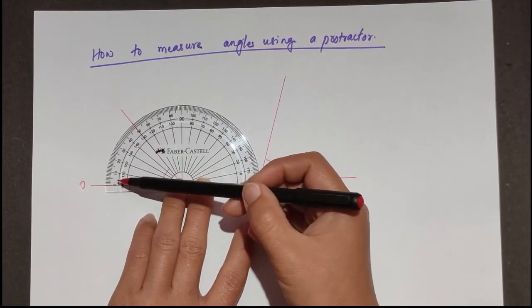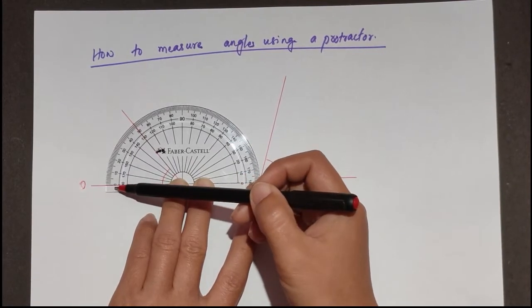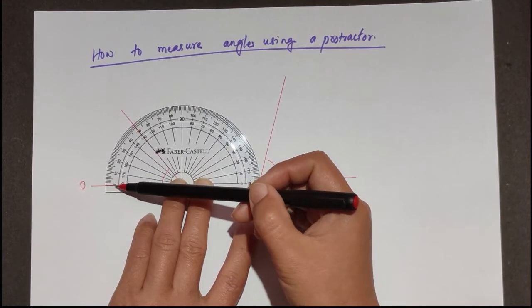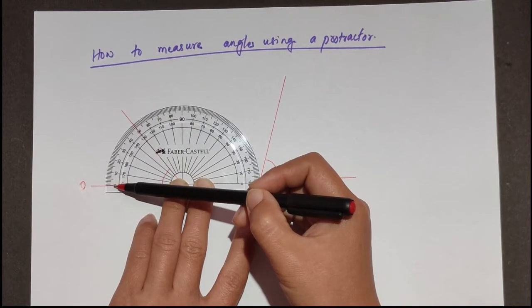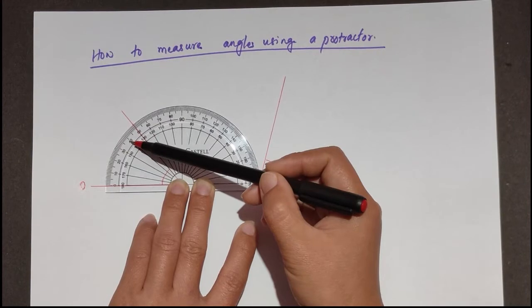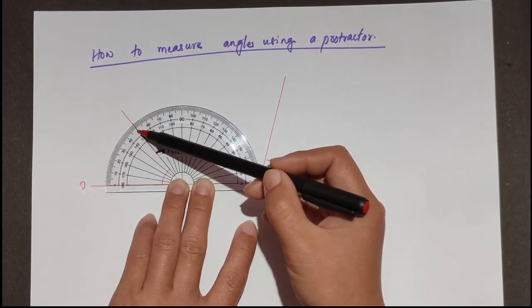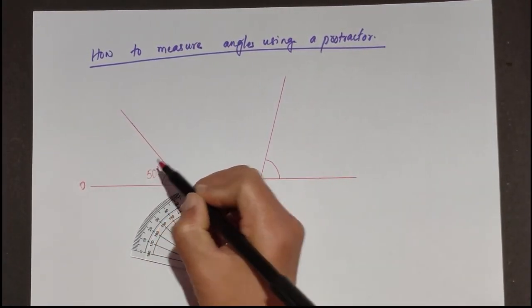We know that when we read the angle, when we read the number, we start from 0. Here, as I've written here 0, so I'm going to start from 0. If I look, I find that this outer scale starts from 0 over here, right? So I'm going to go for the outer scale. So let's read. This is 0, next is 10, 20, 30, 40, 50. That means this angle is exactly on 50, right? So this angle will be 50 degrees.